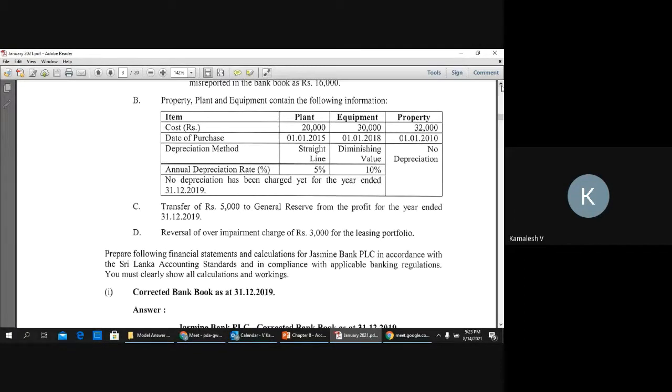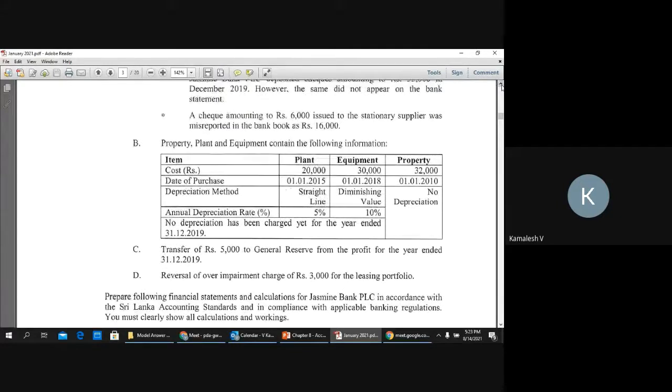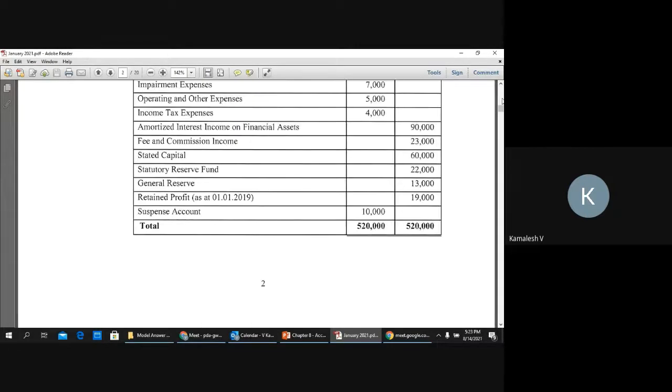So why all these adjustments are given is for you to rectify the suspense account. When you do all these adjustments pertaining to this question, you will come to a situation where the suspense account becomes 0 and the rest of your balances will get adjusted accordingly.